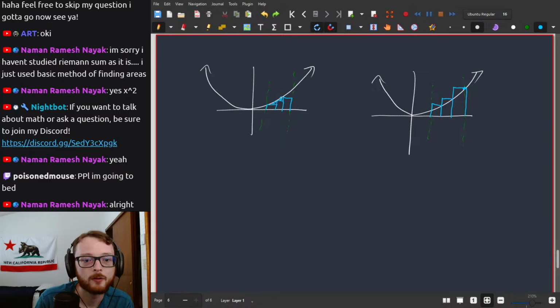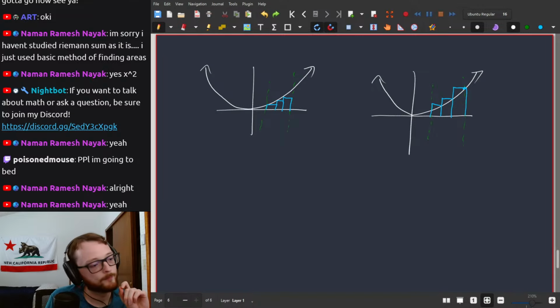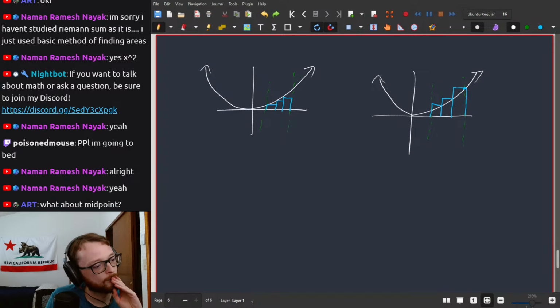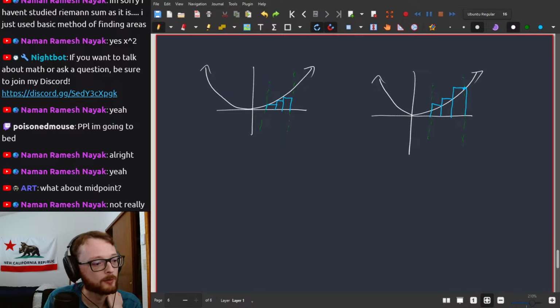I think midpoint gives you a better estimation, but you're never sure if it's an over or under estimate. So if you're trying to get a strictly lower bound or strictly upper bound, left or right is better.